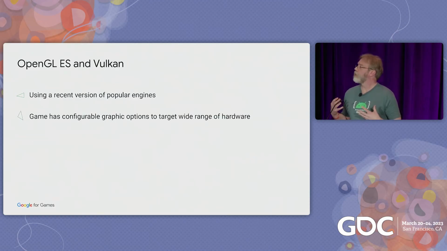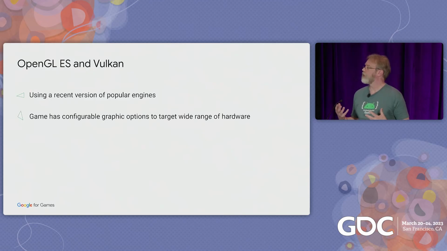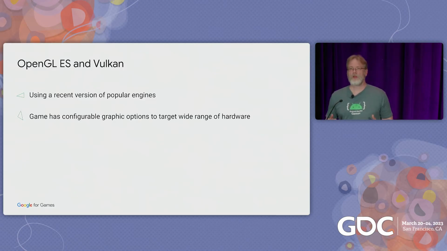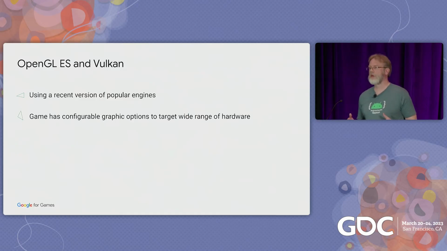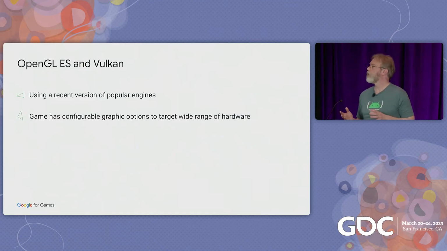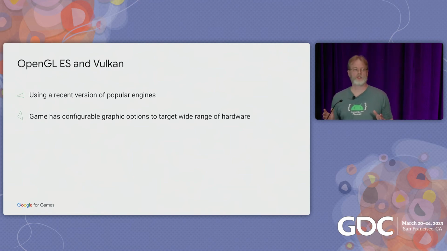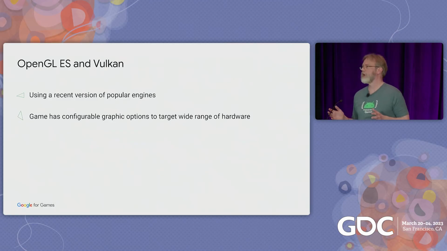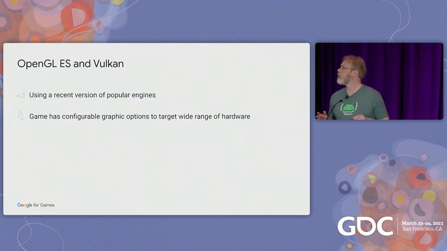And that's really where I would recommend OpenGL ES and Vulkan. If you're using a recent version of popular game engines, they really do support both APIs very well. And you can have a situation where Vulkan may be the default on most modern devices, but GLES is still available as a fallback, especially if your game has configurable graphic options. You may be targeting a wider range of hardware, from low-end to mid-range to even high-end flagship phones. And if you've got those sliders or checkboxes for various features, that makes more sense.